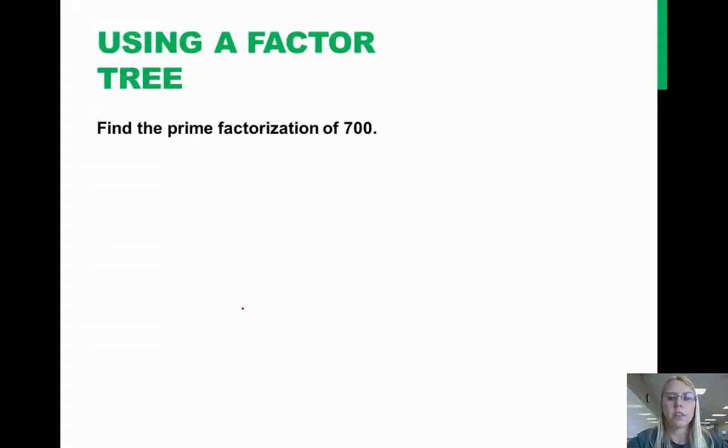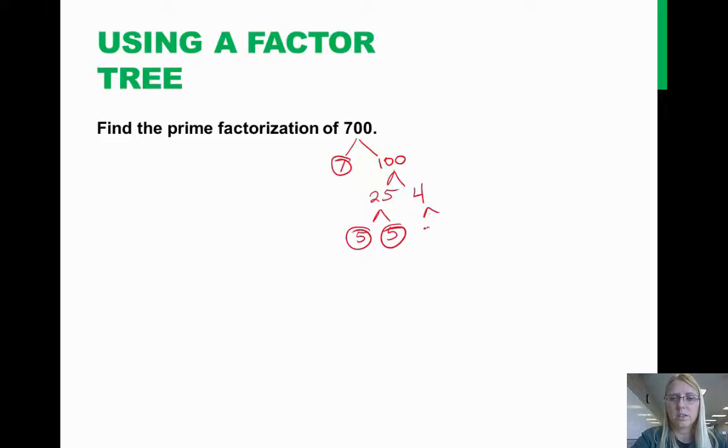So we want to look at the prime factorization of 700. What I'm going to recommend that you do is to use a factor tree. So we'll break this 700 down, and right off the top I can tell you that 7 goes into 700 100 times. The number 7 is a prime number, so I'm going to circle it. Let's divide 100 down. 100 can be divisible by 25 and 4. Neither one of those are prime, so we can keep going. 25 is divisible by 5 and 5. Those are both prime. And 4 is divisible by 2 and 2. Those are also both prime.